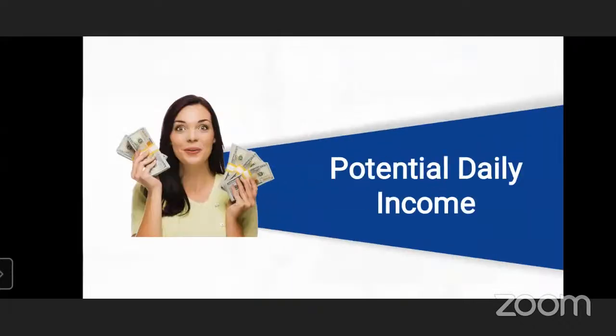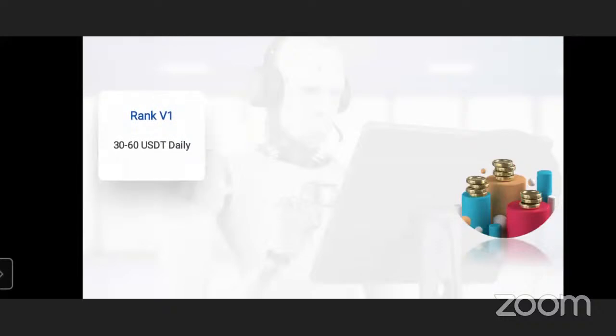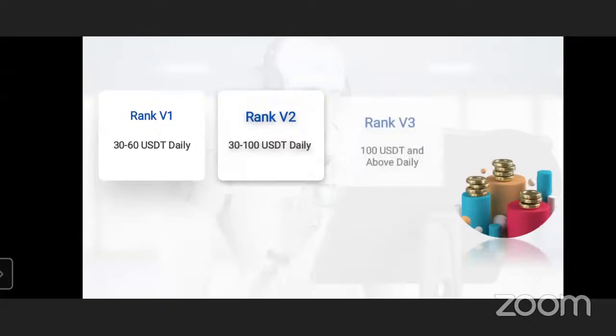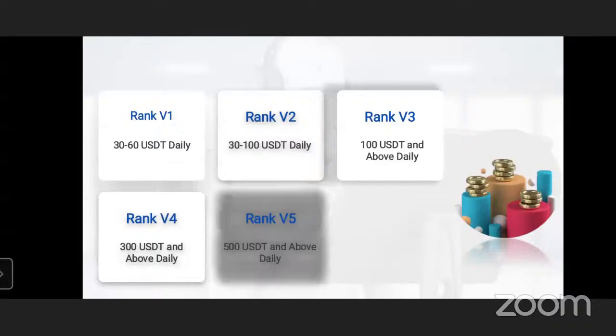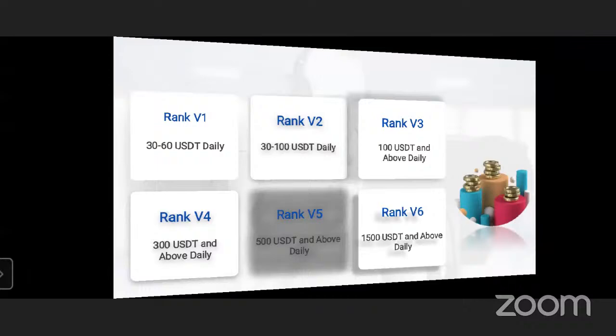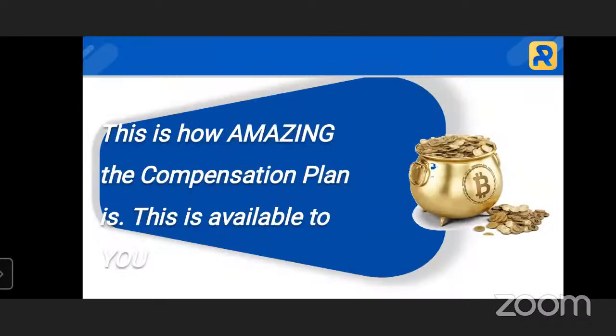Potential income as a V1, you have a potential of making between 30 to 60 USDT. V2, you have a potential 30 to 100 USDT. V3, you have a potential 100 and above. V4, 300 and above. V5, 500 and above. V6, $1,500 and above daily. This is how amazing the compensation plan is available for you.